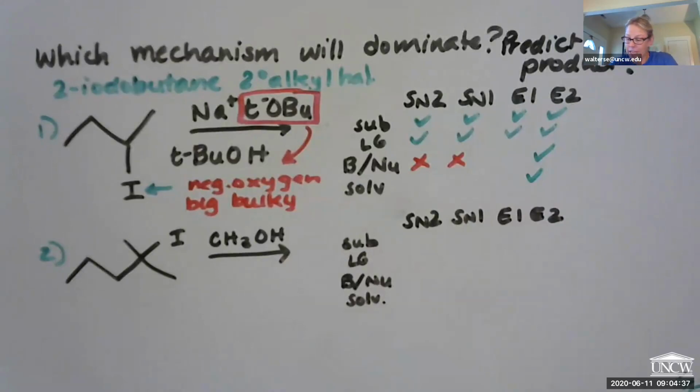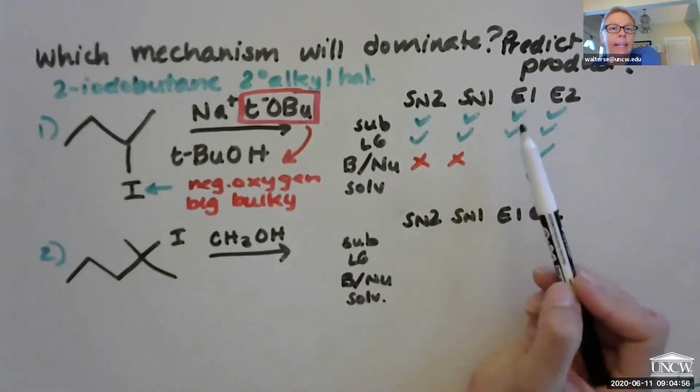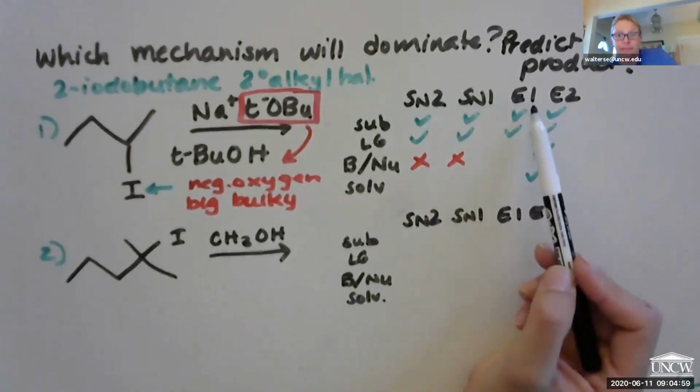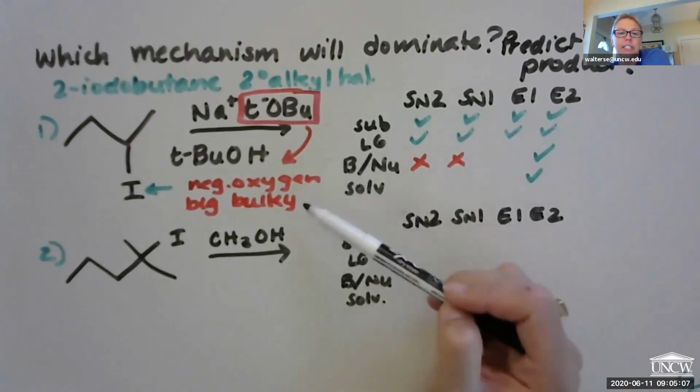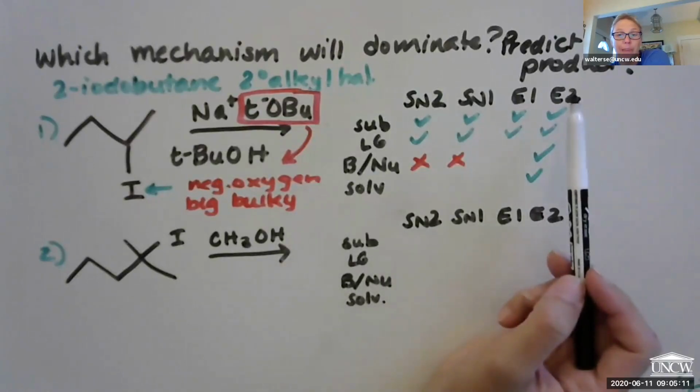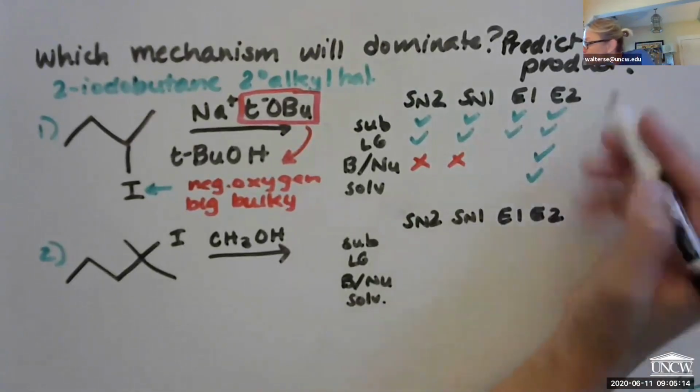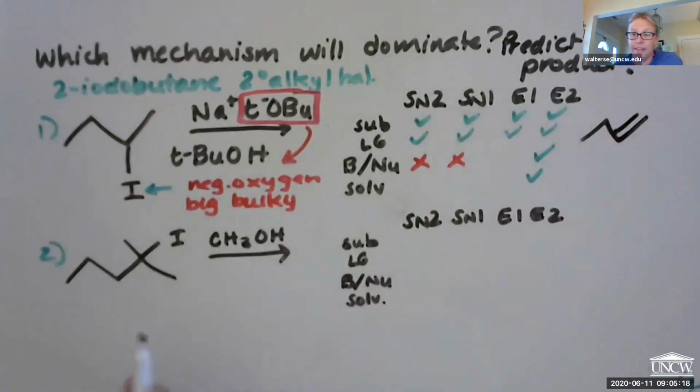Now, one thing that you might be thinking is, well, in this particular case, you'd get the same product, whether it went by E1 or E2. Maybe, maybe not. E1 almost always goes by to form the product that would be called the Zaitsev product. E2, you can manipulate whether you get the Hofmann product or the Zaitsev product by the size of the base. So since this is a big bulky base, E2 eliminations are going to make the Hofmann product, which means you need the least substituted alkene. So that would be that product and would have pulled a proton from that carbon. Are there any questions about the first example before we move to the second example?